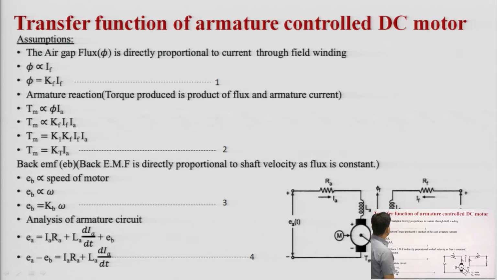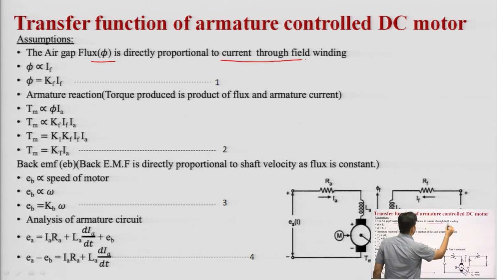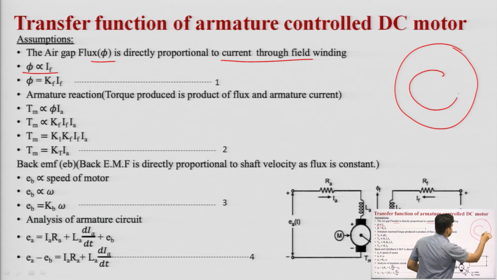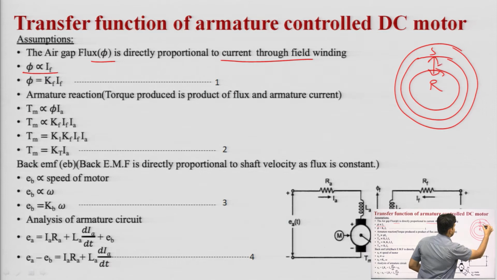Okay. So, now we will see the transfer function of the armature controlled DC motor. The air gap flux phi present between the rotor and stator is proportional to the current passing through the field winding. So, I am writing this air gap flux phi proportional to If. It means, if this is my stationary part and this is the rotor part, then there is a gap between this stator and rotor part. This gap is filled with air and it has a certain flux.